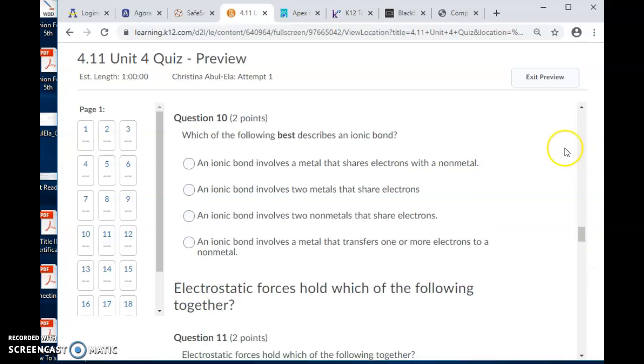Question 10. Which of the following best describes an ionic bond? An ionic bond involves a metal that shares electrons with a nonmetal. An ionic bond involves two metals that share electrons. An ionic bond involves two nonmetals that share electrons. An ionic bond involves a metal that transfers one or more electrons to a nonmetal.